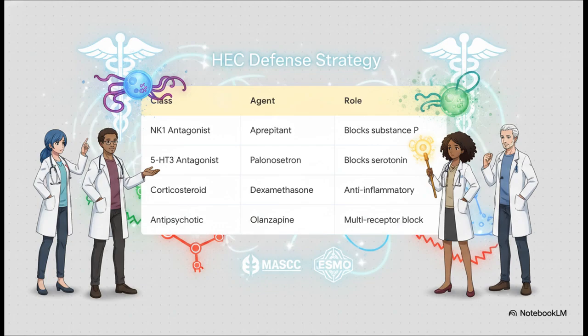We deploy a 4-drug defense strategy from the MASCC and ESMO guidelines. We block substance P centrally with an NK1 antagonist like aprepitant. We block peripheral serotonin receptors with a 5-HT3 antagonist like palonosetron. We drastically reduce central inflammation with a corticosteroid, usually dexamethasone. And for high-risk or breakthrough cases, we bring in an atypical antipsychotic like olanzapine for multi-receptor blockade. It's a full-on defensive line working all at once.